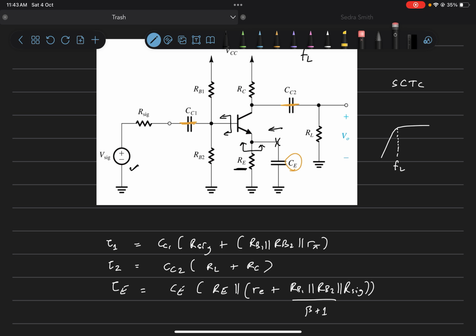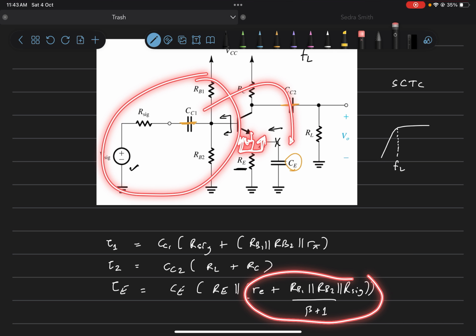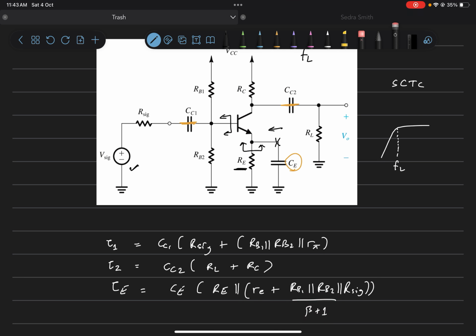with the emitter. So all this impedance reflected back to the emitter is added to small re, and that will come in parallel with RE, because the impedance seen from here was from this point to ground, and RE is also from this point to ground, so RE will naturally come in parallel with the impedance seen from this node to ground. This here is the impedance seen from this node to ground, which is simply re plus all this impedance reflected to the emitter by dividing it by beta plus 1. So we'll have tau E.